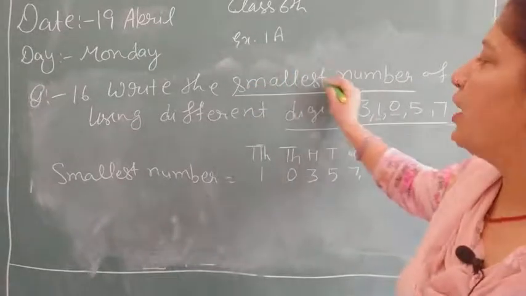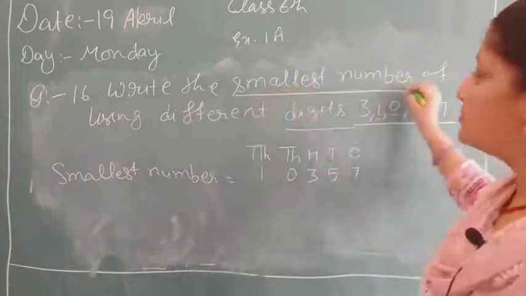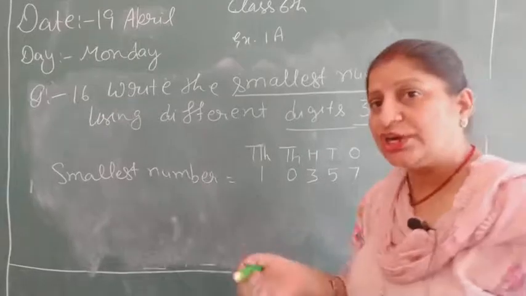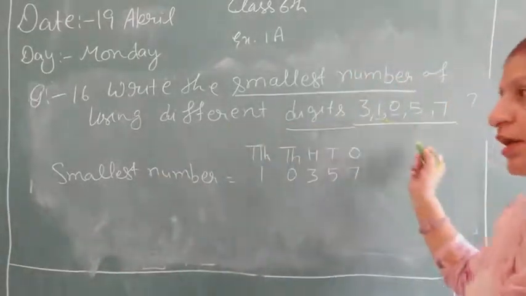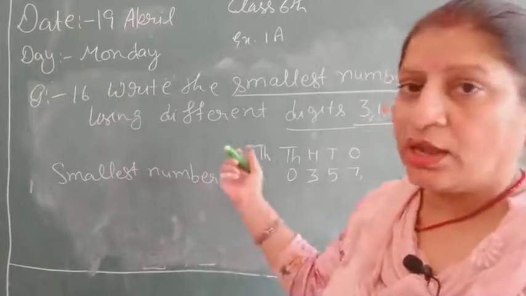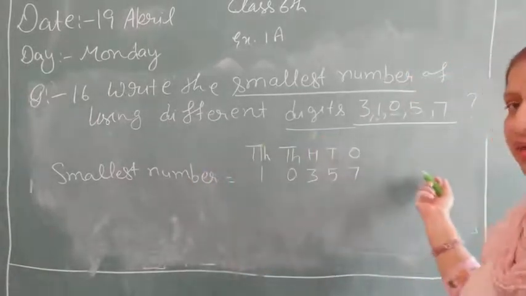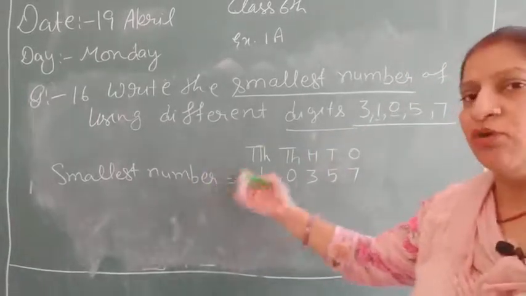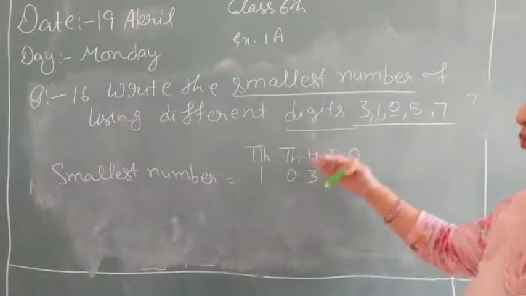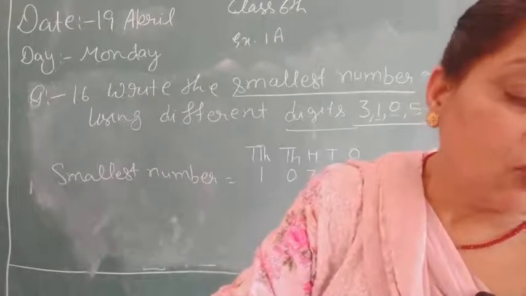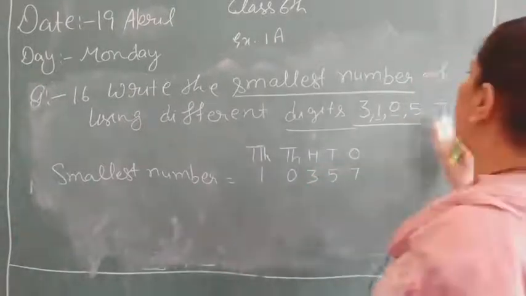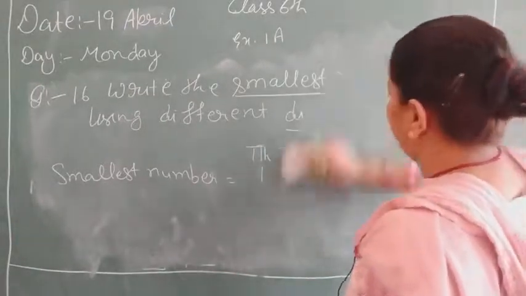Now in question number 17, the number is different. Here we learned how to write the smallest number, and in question number 17 you have to write the greatest number, and you know how you have to write the greatest number. In the greatest number, first you write the greater number, then the smaller. Clear? And so question number 17 you do it yourself.